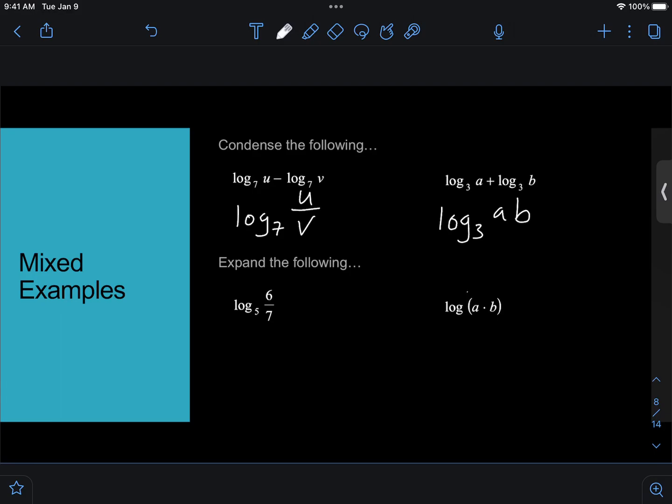All right, expanding, we're just doing that in reverse. Again, it's going to be the top part minus the bottom part for the fractions. So log base 5 of 6 minus log base 5 of 7. And then if it's just a multiplication, they're both positive then, so it's a plus in between them. So this would be log of A plus log of B, splitting it into two logs for the two terms A and B.